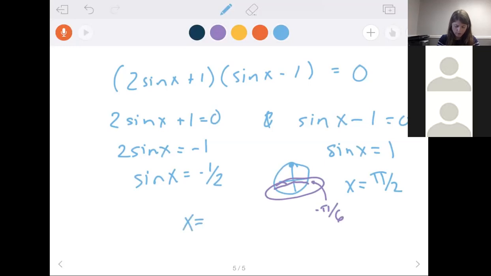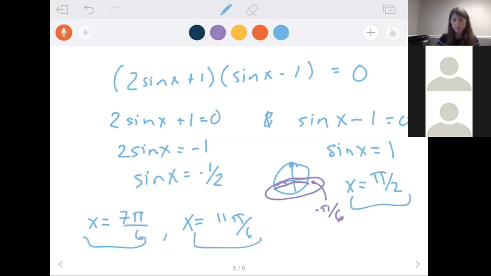So let's think, well, if that's really 2 pi minus pi over 6, or 12 pi over 6 minus pi over 6, we've got 11 pi over 6. And then I have in my third quadrant pi plus pi over 6, which gives me 7 pi over 6. Now, this should be all of our angles between 0 and 2 pi.